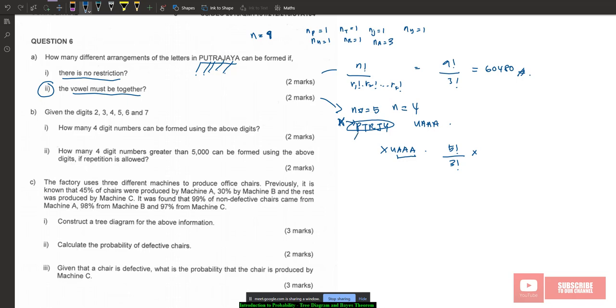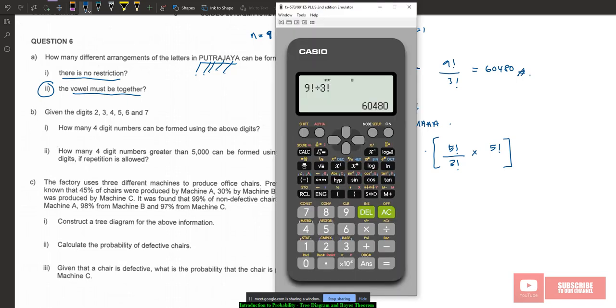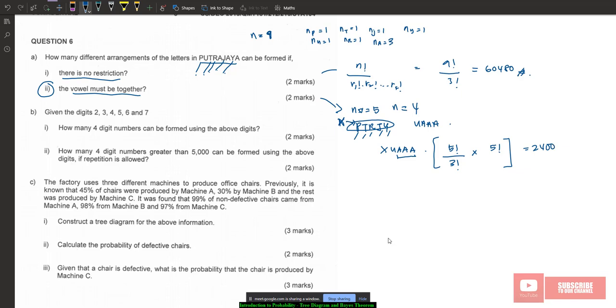Considering the five consonants, we have 5 factorial, so this is a non-repeated object. This is how we calculate how many different arrangements there are if the vowels must be together. So this one should be 5 factorial multiplied with 5 factorial divided by 3 factorial. So it should be equal to 2400.